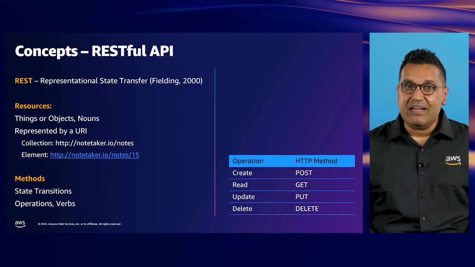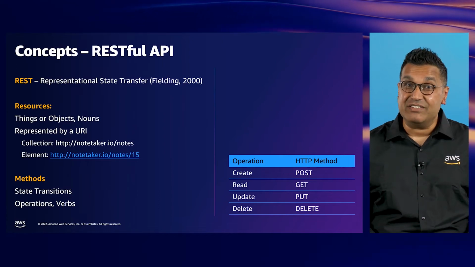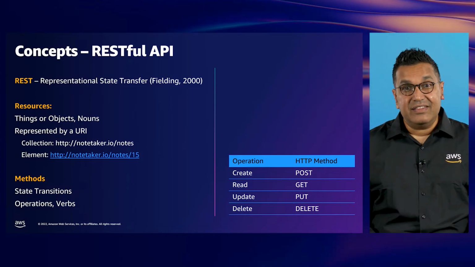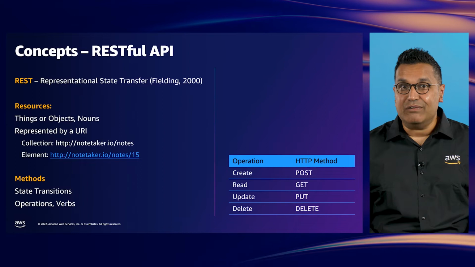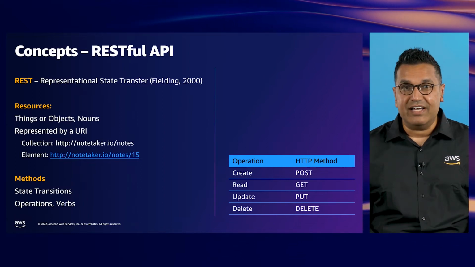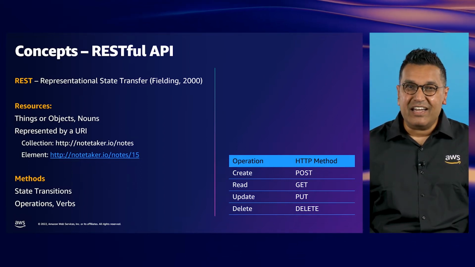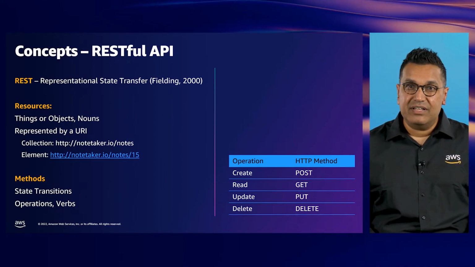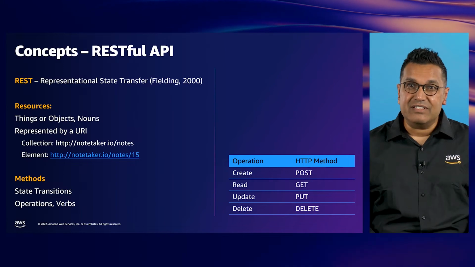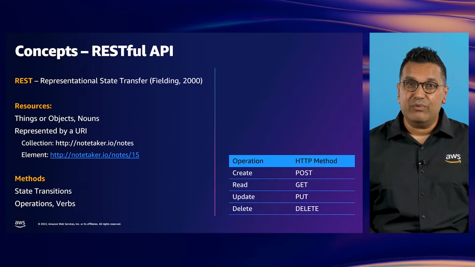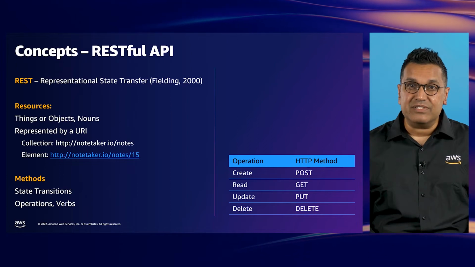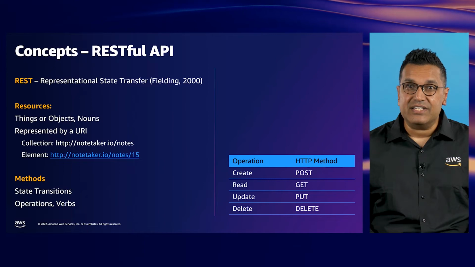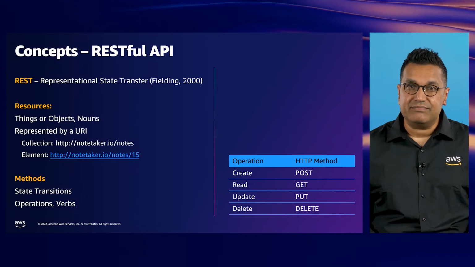For example, in our API, we might have a note-taking application where we'll be working with notes, creating, reading, and deleting notes. The resource here will be represented by a URI, or Uniform Resource Identifier. For example, the URI notetaker.io/notes would represent a collection of notes. The URI notetaker.io/notes/15 would represent a particular element or resource in that collection. We could then perform operations against the entire collection or an individual element in the collection.